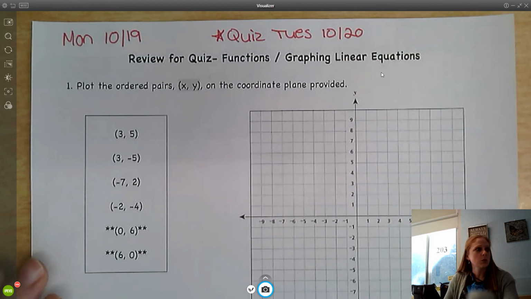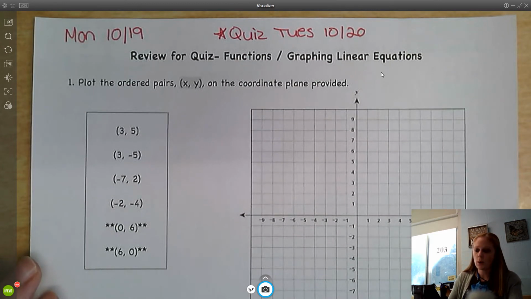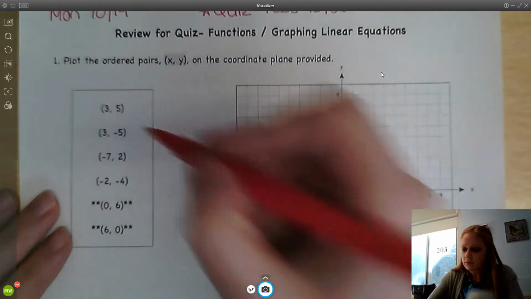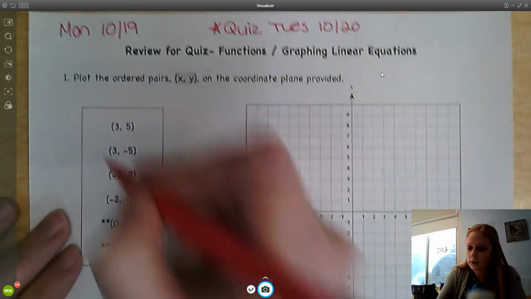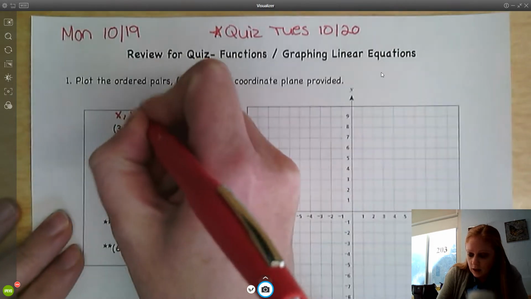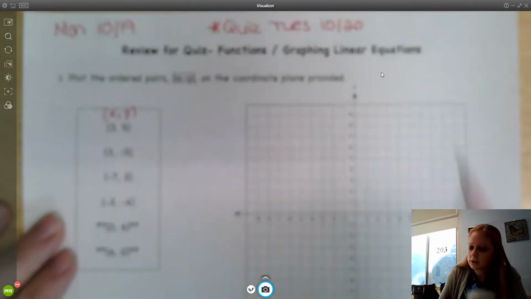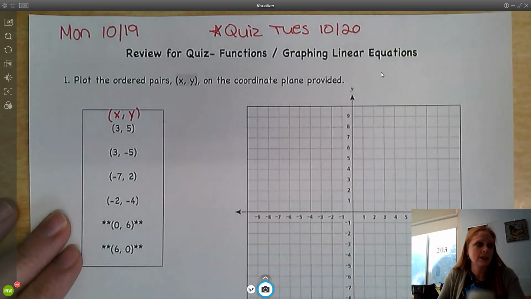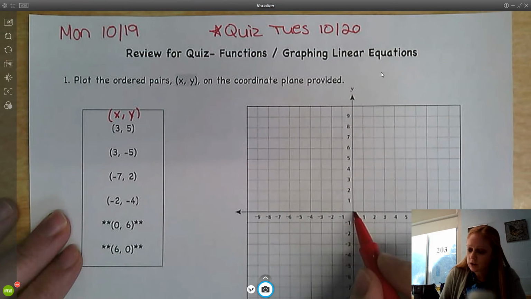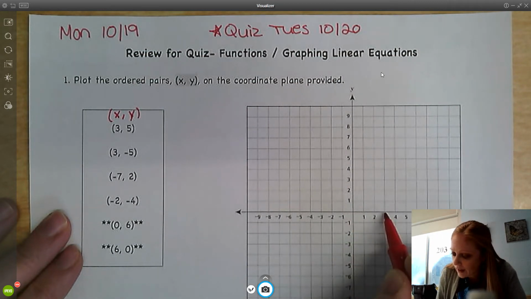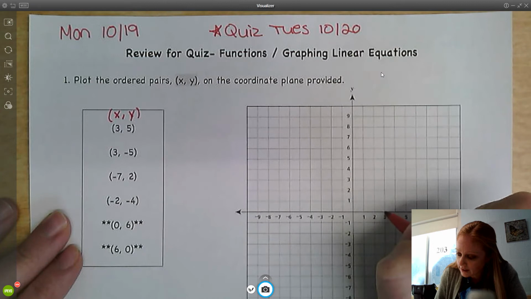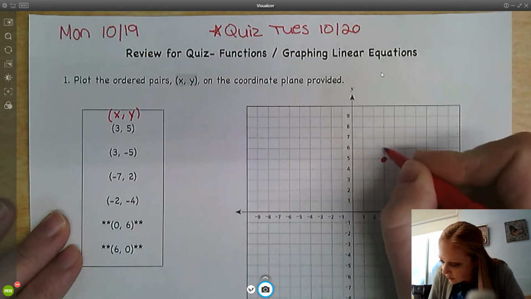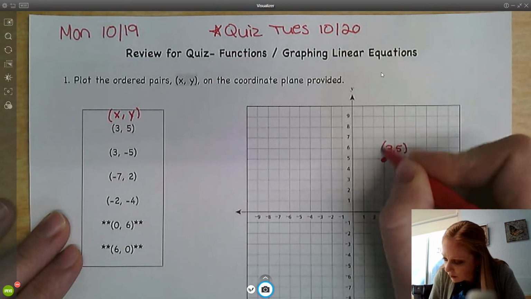All right, so the first question was plotting the ordered pairs, which go x comma y, on the coordinate plane provided. Okay, first one is 3 comma 5. So you always go x comma y for our coordinate points. So you start on the x-axis and then you go up or down based on what the y-axis says. So start at 0, 0. You're going to go to 3 on the x. The x coordinate is 3, so 3 on the x-axis. And then up to where 5 is on the y-axis. Okay, so this is our point, 3 comma 5.